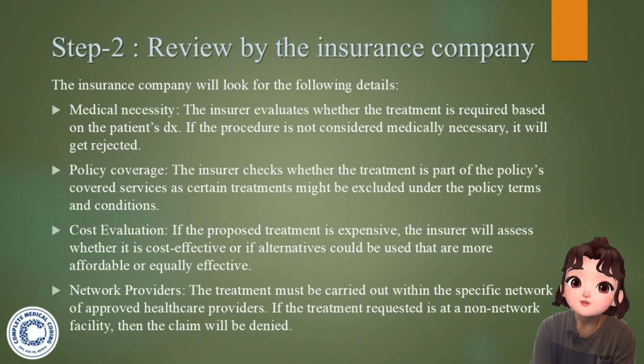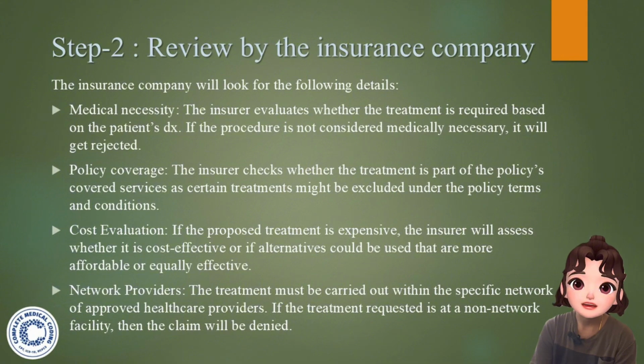Now, after submitting pre-authorization, what is the second step? The insurance company will review our prior approval. So review by the insurance company, that is the second step. The insurance company will look for the following details. What will they check? What all details will they check?